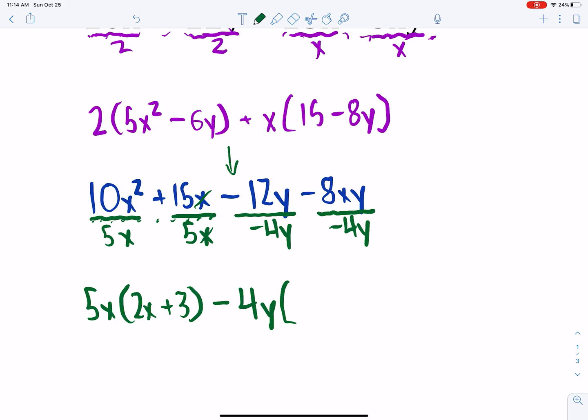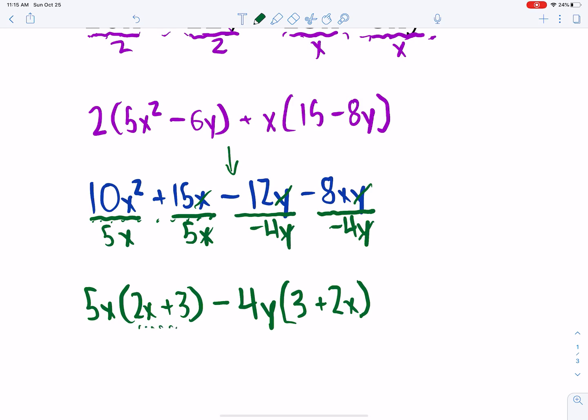So now, negative 12y divided by negative 4y, the y's would cancel out. Negative 12 divided by negative 4 is a positive 3. On the next term, negative 8xy divided by negative 4y, the y's cancel out. Negative 8x divided by negative 4 would be a plus 2x. Now let's take a look at what we've got.